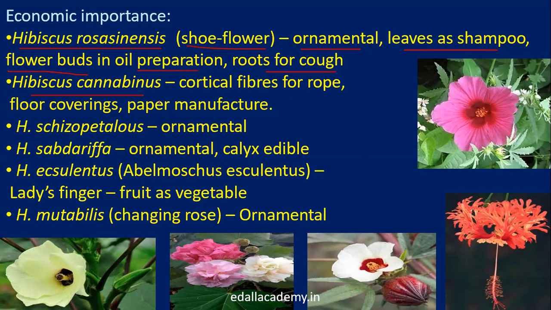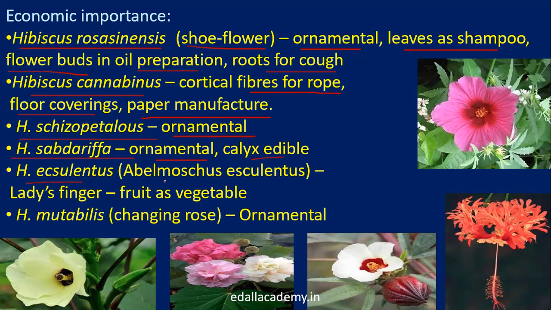Hibiscus cannabinus. From the plant Hibiscus cannabinus, fibers are extracted, which are used to prepare roof and floor coverings. Paper manufacturing industries also use this plant, Hibiscus cannabinus. Hibiscus schizopetalus, cultivated as an ornamental plant. Hibiscus sabdariffa, also cultivated as an ornamental plant. Calyx is edible.